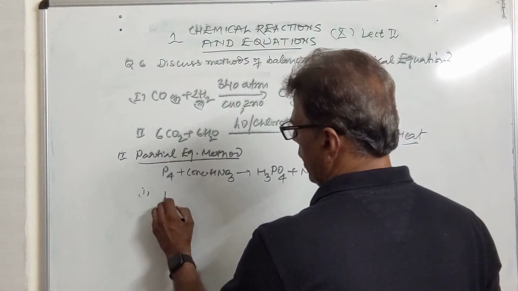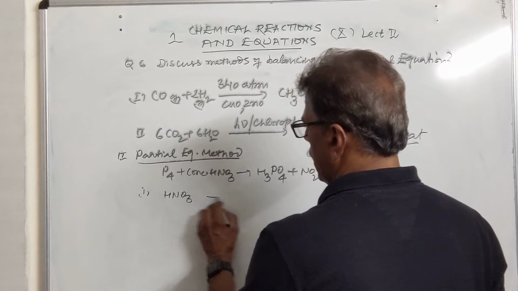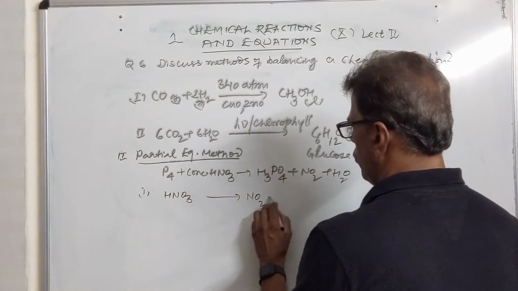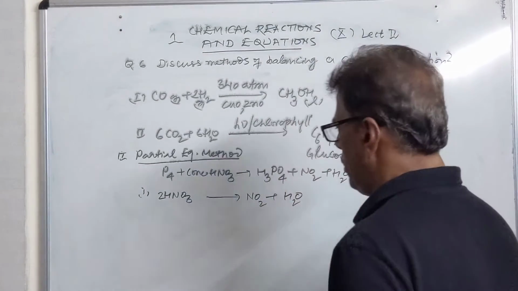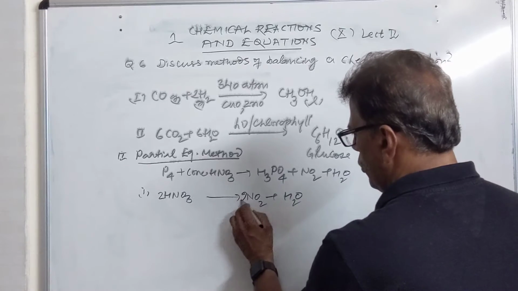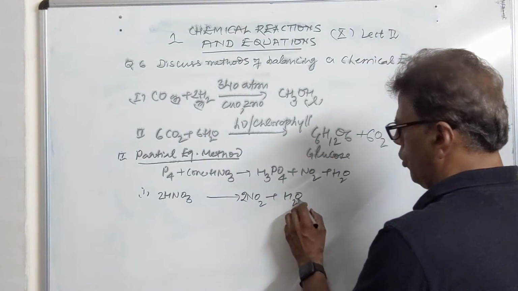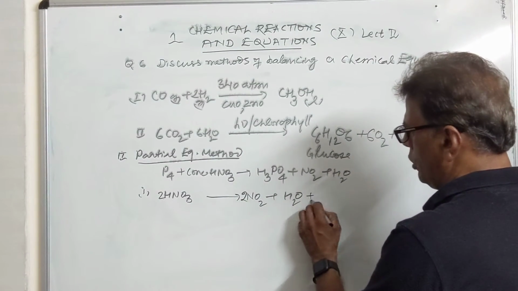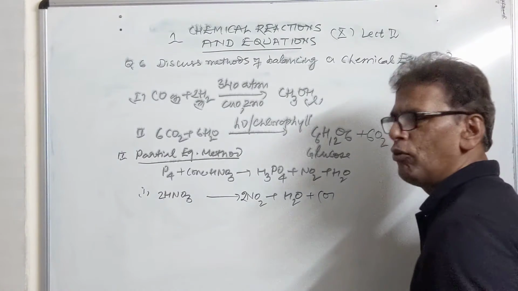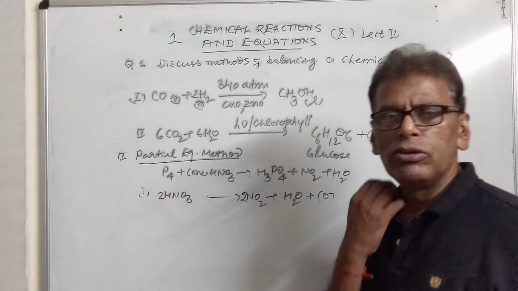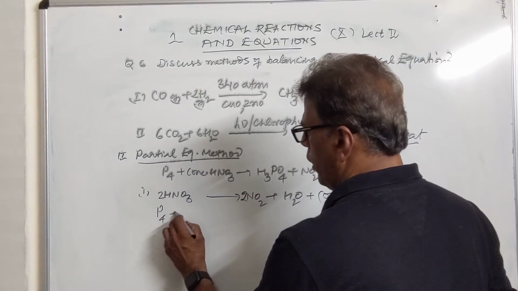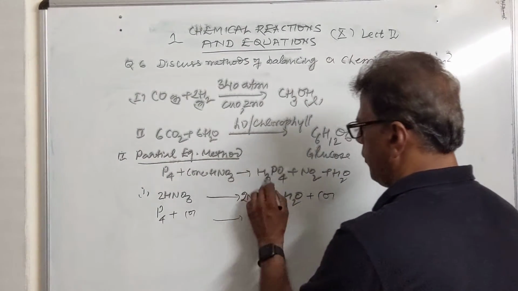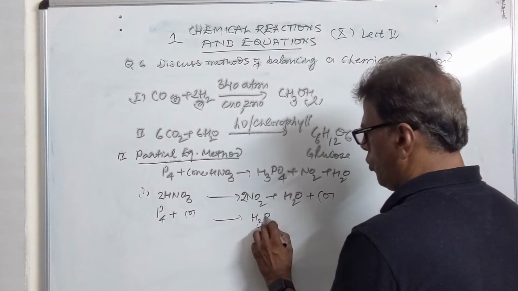So the first part of the reaction is HNO3. It is split into NO2 plus water. Now balancing it by hit and trial method, we get 2 NO2 here, 1 H2O, and we have 5 oxygen, so 1 oxygen is left here in the form of nascent oxygen. This nascent oxygen will then attack P4, and it will give you H3PO4.